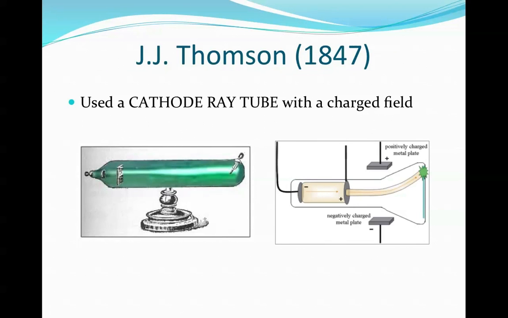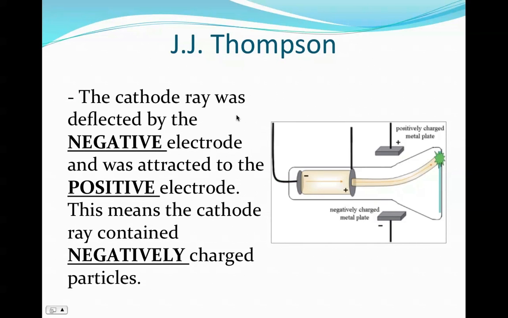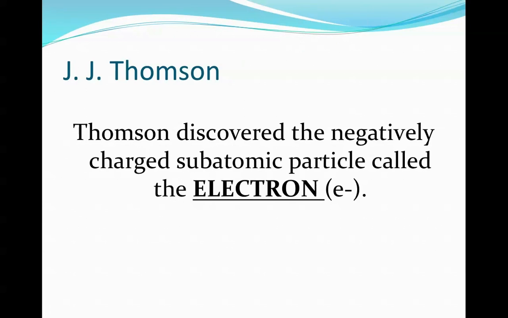Now, in 1847, J.J. Thomson conducted an experiment with a cathode ray tube. And this basically creates a charged field. Now, what you're going to see is that the cathode ray is sent through the tube. We have a negatively charged plate and a positively charged plate. So what they saw was that the cathode ray was deflected by the negative electrode and was attracted to the positive electrode. Since opposites attract and likes repel, this means that the cathode ray contained negatively charged particles. He then discovered the negatively charged subatomic particle called the electron.